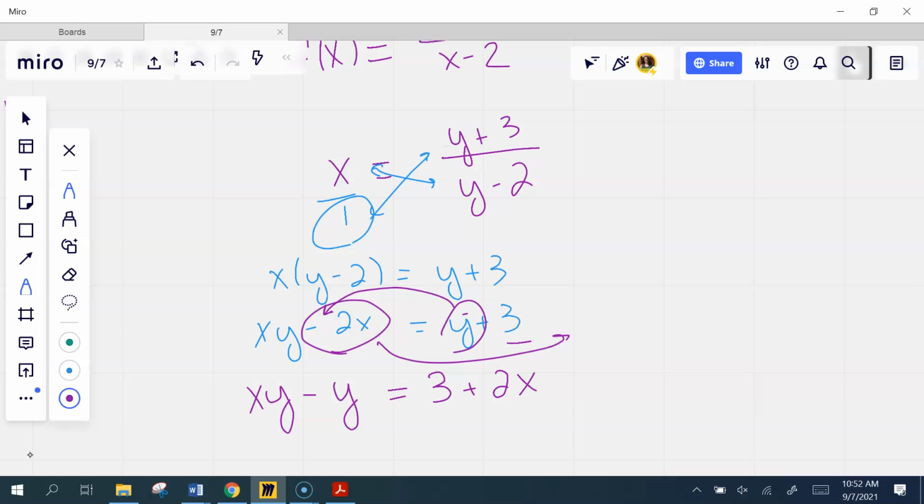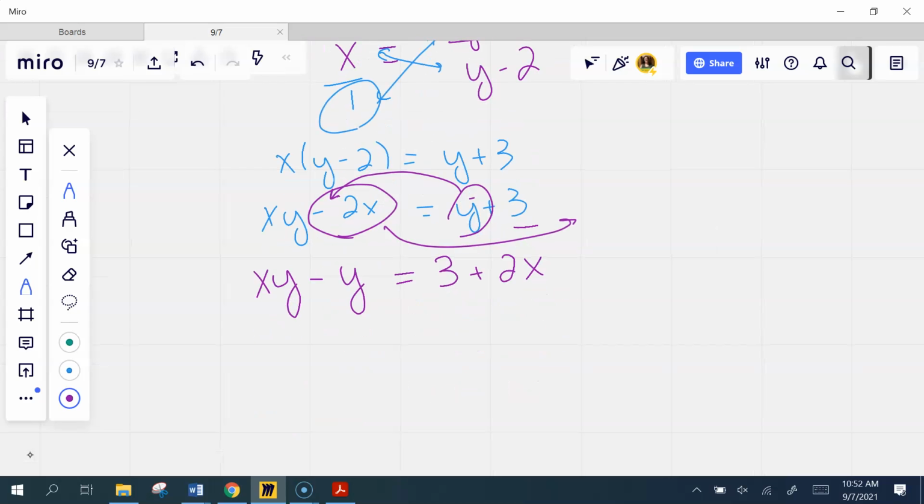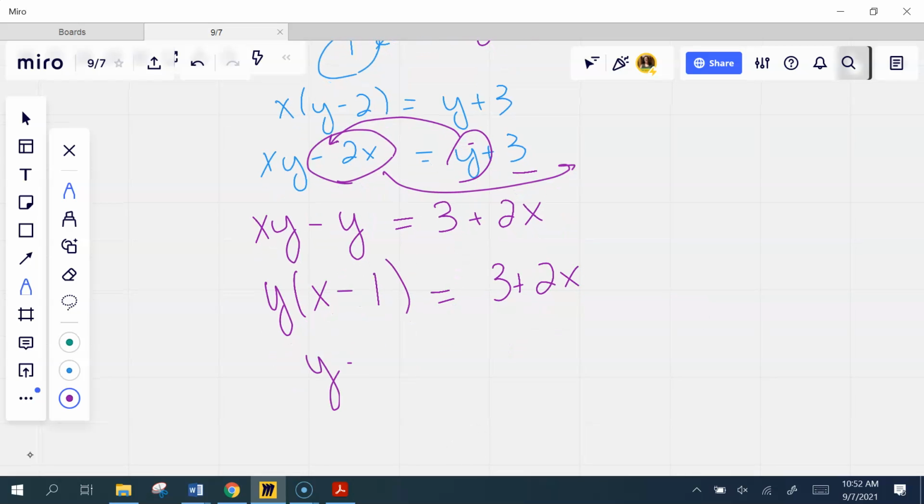Does that make sense? All right? How might I solve that for y? Factor out a y. So I have y times x minus 1. Now what? Exactly. Divide by the x minus 1. So I have y equals 3 plus 2x over x minus 1. So this is the inverse. Just taking those algebraic solving skills up another notch.